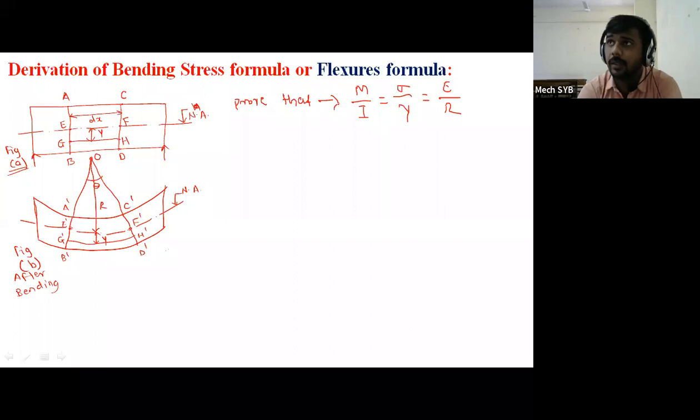Draw the figure. Give the name figure A before bending, figure B after bending. Indicate all the points on the figure. What are the points in figure A and what are the points in figure B? If you check properly, in figure A only points A, B, C, D, E, F, G, H are present. But in the after bending, that is in figure B, all the points are replaced by dash, that is A dash, B dash, C dash, D dash. Why is it like that? Because the bending of the beam is taking place due to the application of load.